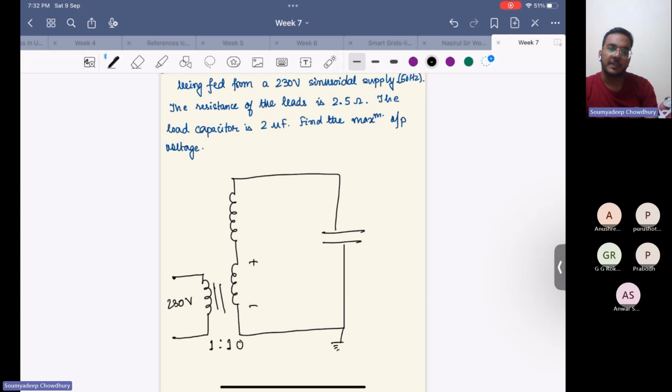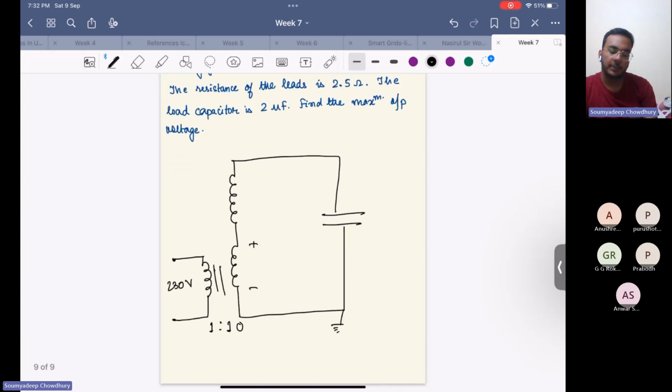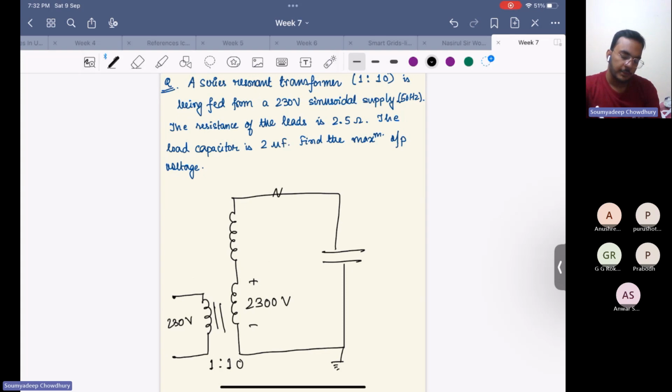What will be the voltage in the secondary? It is a 1:10 transformer, and we are feeding it from 230 volts. 2300. Yeah, so it is 2300 volts. So R is given here, right? It will be 920 amps, sir. Output voltage I asked.